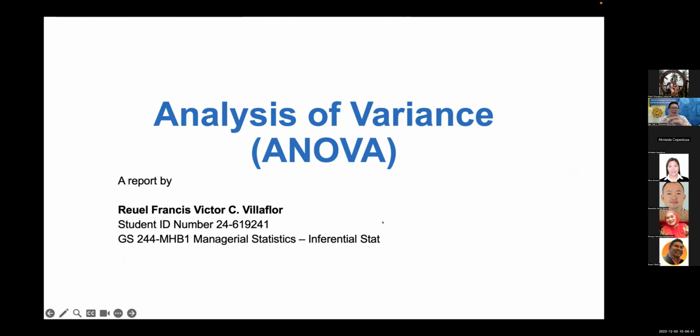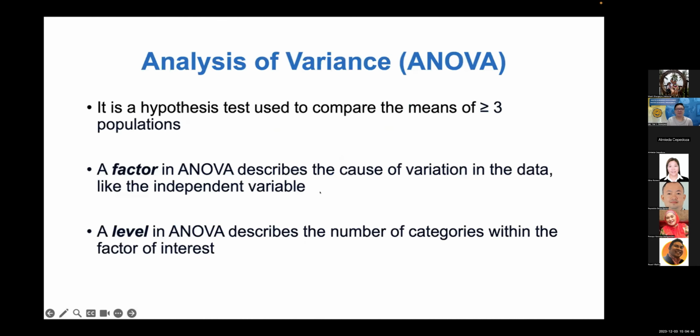Of course, Doc, kasi I will be reporting about ANOVA and chi-square. So to proceed, ANOVA is shortcut for analysis of variance, and it is a hypothesis test used to compare the means of three or more populations. A factor in ANOVA describes the cause of the variation in the data, for example, an independent variable, while a level in ANOVA describes the number of categories within the factor of interest.